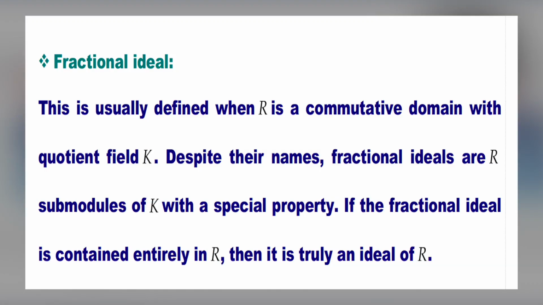Two other important terms using ideal are not always ideals of the ring. Fractional ideal. This is usually defined when R is a commutative domain with quotient field K. Despite their names, fractional ideals are R-submodules of K with a special property. If the fractional ideal is contained entirely in R, then it is truly an ideal of R.